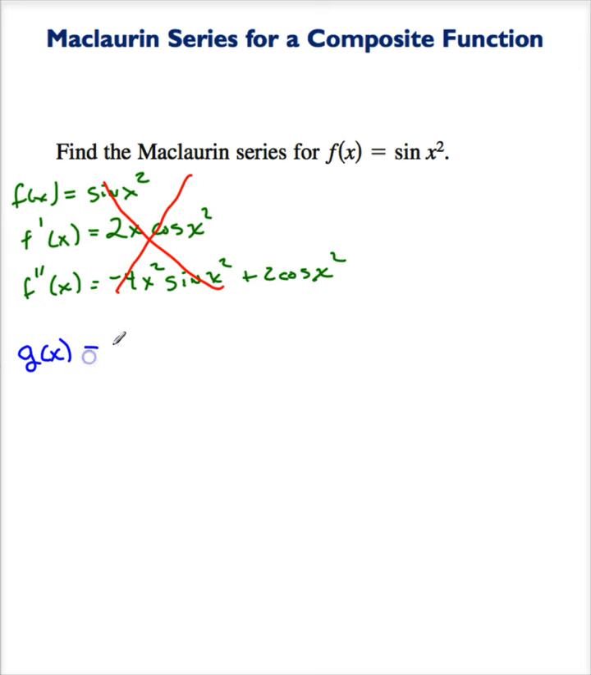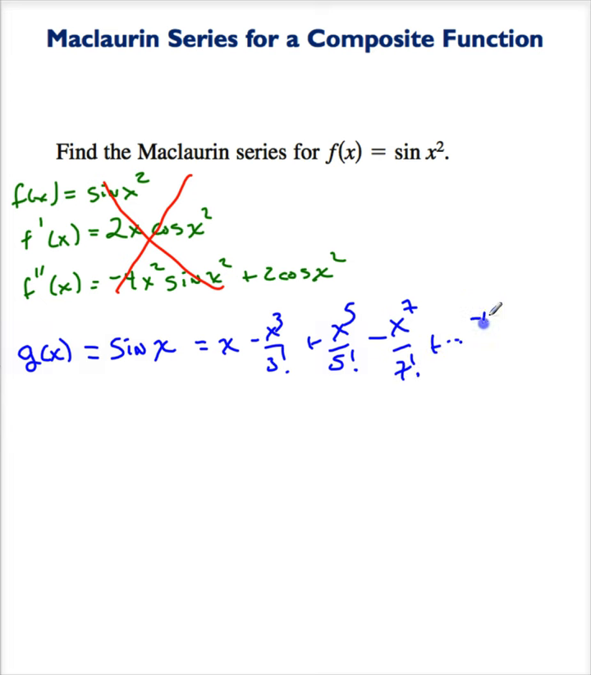And g of x is equal to sine of x. And I know I can expand this as x minus x cubed over 3 factorial plus x to the 5th over 5 factorial minus x to the 7th over 7 factorial. Now let me just put my nth term out here. Negative 1 to the n times x to the 2n plus 1 divided by 2n plus 1 factorial plus. All right?